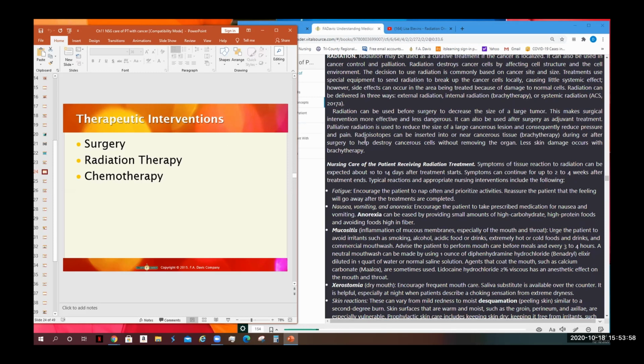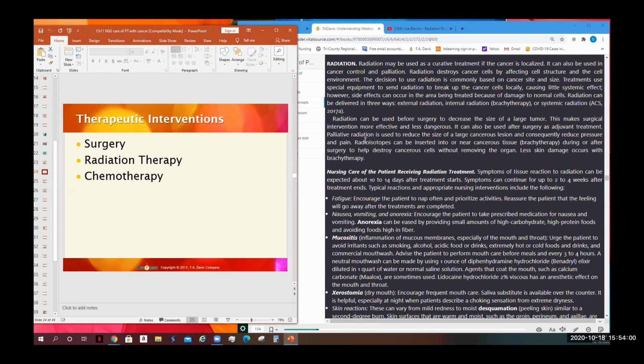Radiation. Radiation may be used as a curative treatment if the cancer is localized. It can also be useful in cancer control and palliation.